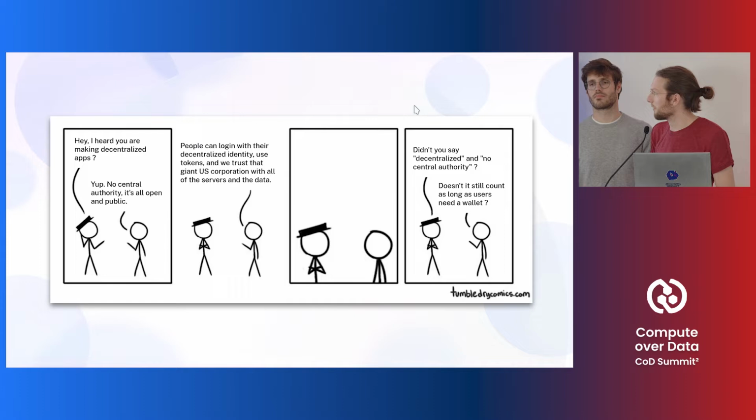Two people: Hey, have you heard? I heard you're making a decentralized app. Yeah, no central authority. It's all open and public. People can log in with their decentralized identity, use tokens, and we trust the giant US corporation with all the servers and the data. Didn't you say decentralized and no central authority? Doesn't it still count as long as users need a wallet to be Web3?